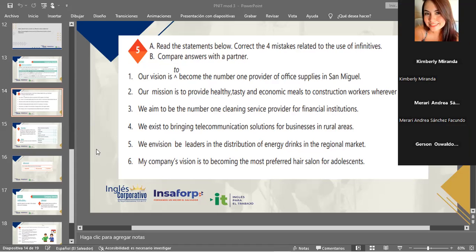Merari, number one. Read number one, please. Our vision is to become the number one provider of office supplies in San Miguel.